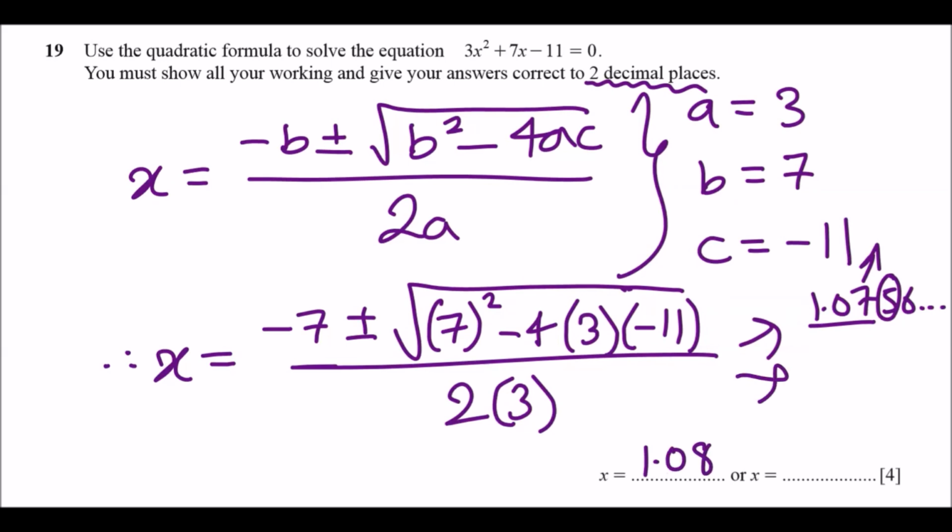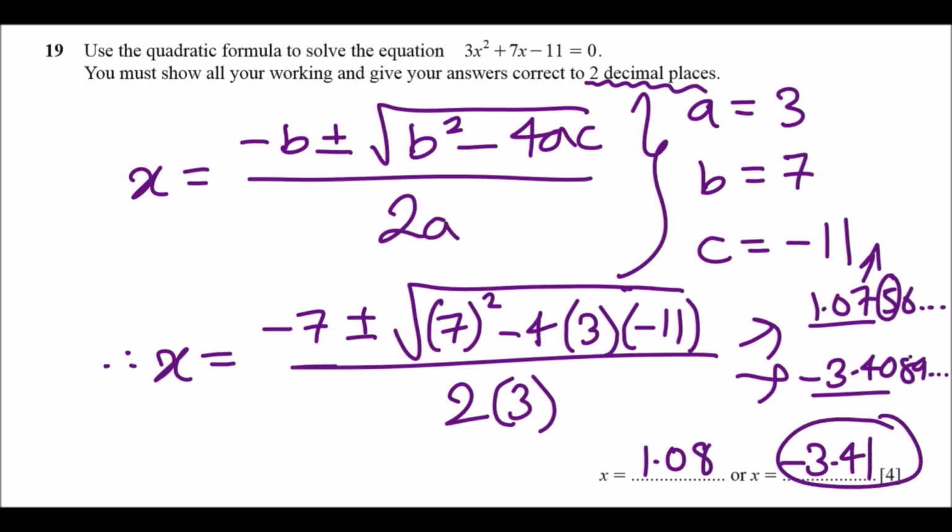If you replace the plus sign in your calculator with a negative sign, you get something like minus 3.4089. And again, same idea, you want to round up to 2 dp. So you get an 8 after the 0, so round up 40 to 41. So it'd be minus 3.41. And that's it, guys. These are your 2 x values for this question.